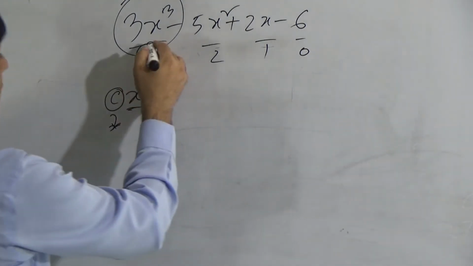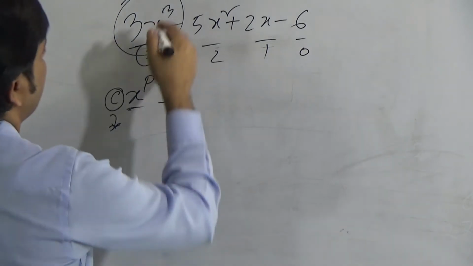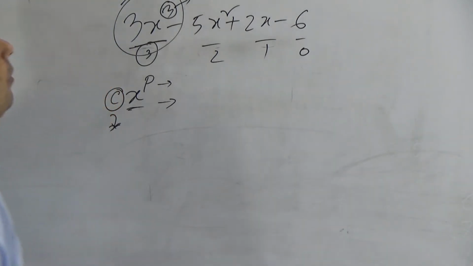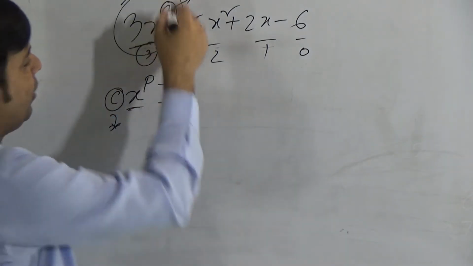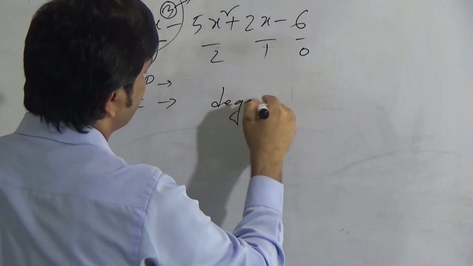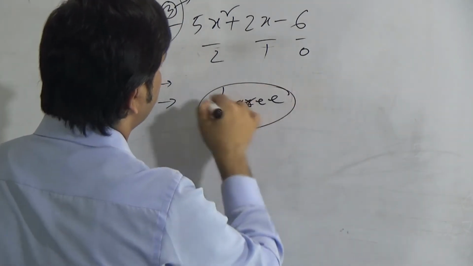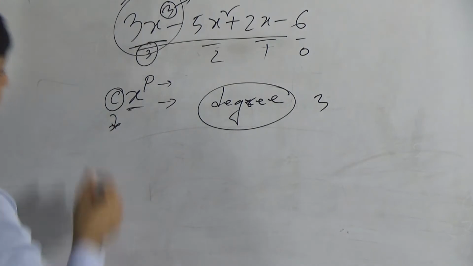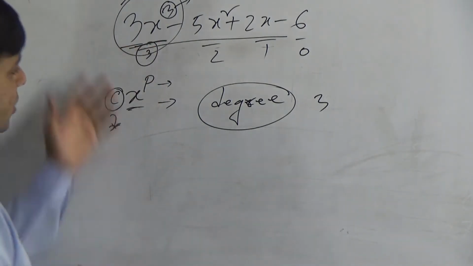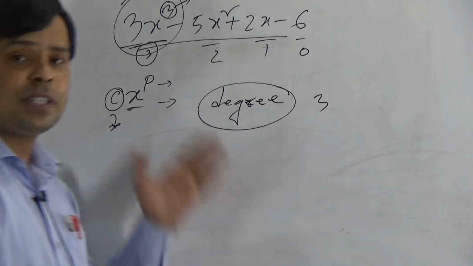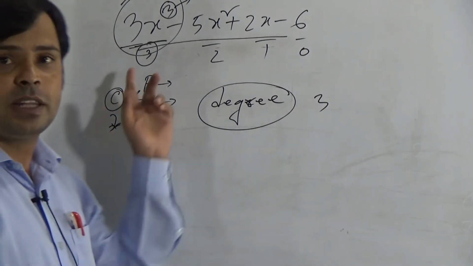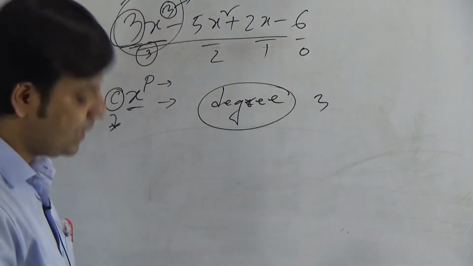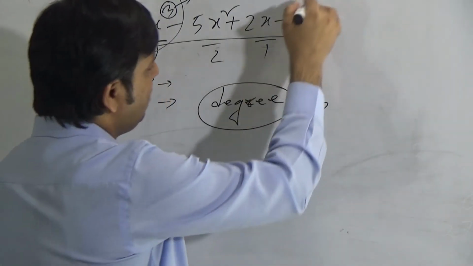Okay, the leading term of the polynomial, if we notice here, we will get the index of the variable in that term. That index will be known as the degree of the polynomial. So the degree of the polynomial I have written is 3. Degree is 3, and the coefficient of the leading term, that is also 3, is known as coefficient of leading term. So we can say here 3 is the leading coefficient.